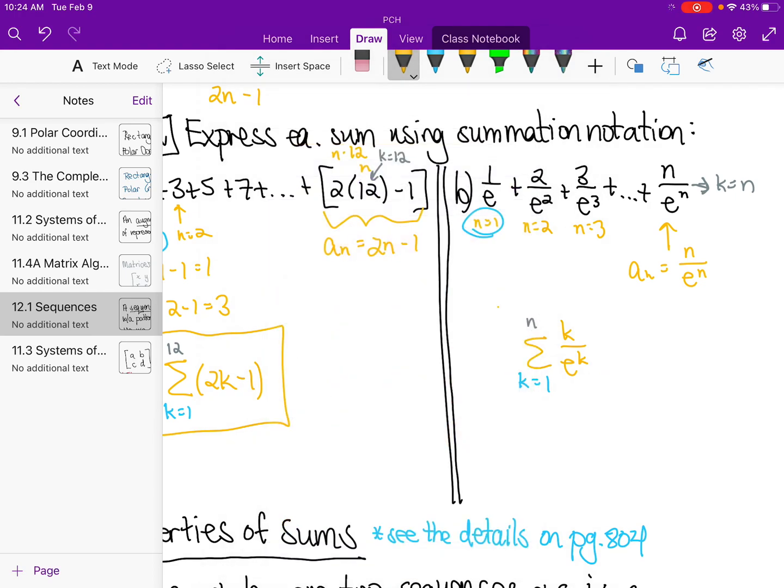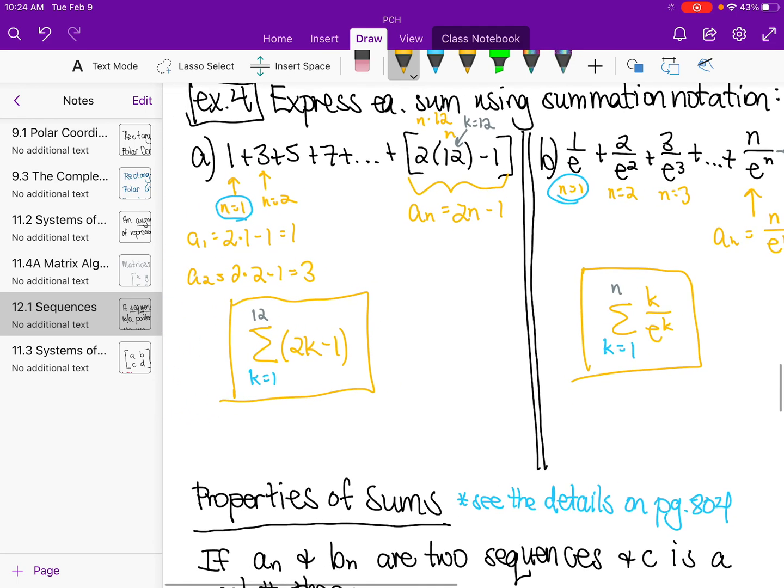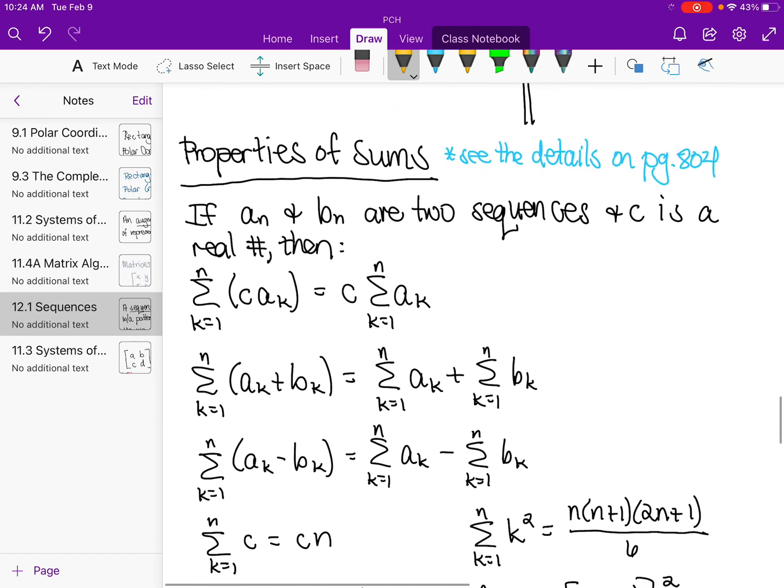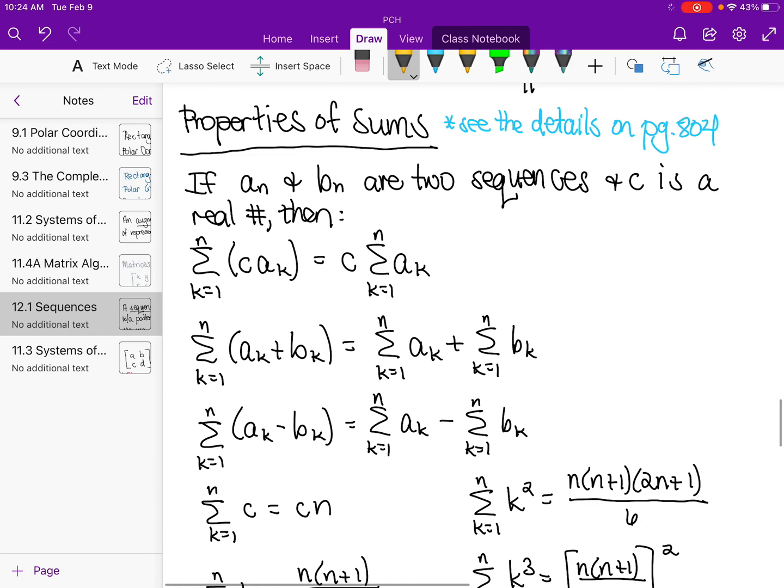So again, pattern recognition really comes from practice. All right, last thing. I feel like this video is so long and I apologize, but there's so much in this chapter. So go ahead and copy that. The details on page 804, there is one property that I'm ignoring. I'm just keeping it simple. It's the fourth one. There's a box with these three and it has a fourth one.